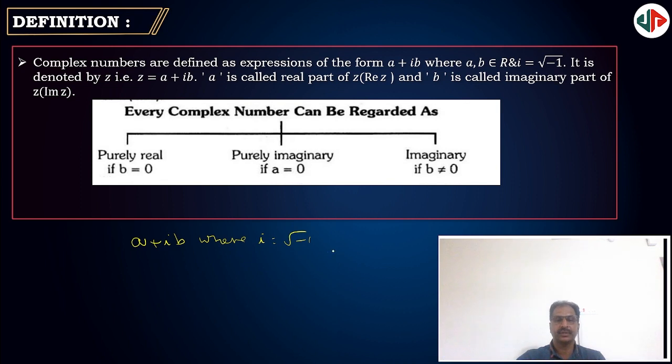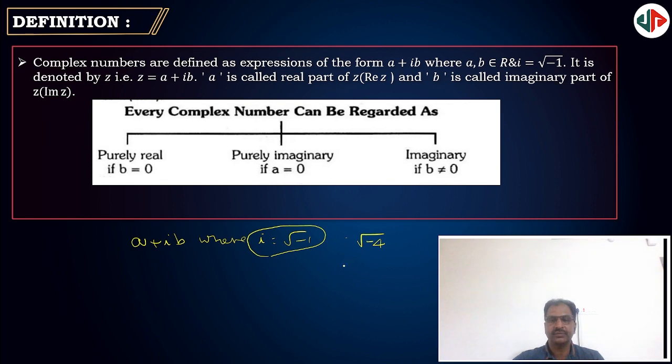Why complex numbers are introduced: in the real number system, the square root of negative numbers is not defined. For example, root minus 4 is not a real number. So in the real number system, there is no definition for the root of negative numbers. That's why a new number system is introduced, known as the complex number system, where root of minus 1 is taken as i. i is known as the imaginary unit.